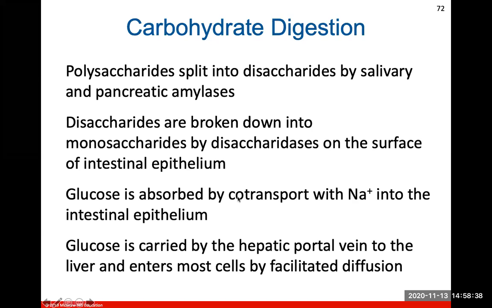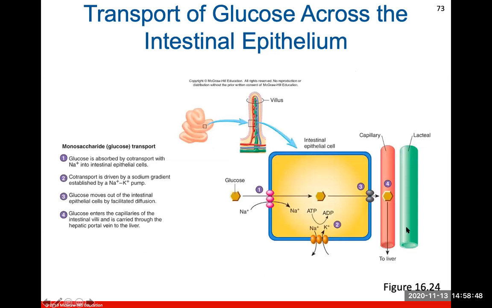Glucose will be absorbed by co-transport with sodium into your intestinal epithelium, and then glucose will be carried by the hepatic portal vein to the liver and will enter most cells by facilitated diffusion. So this just shows how glucose gets across the intestinal epithelium and then gets transported through the capillary to the liver.